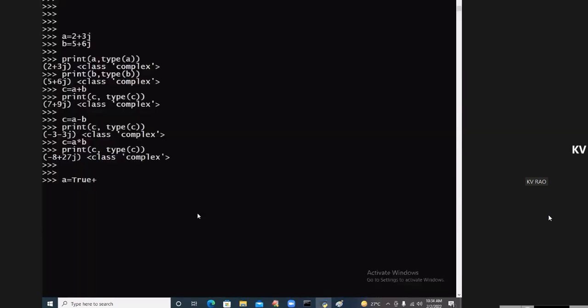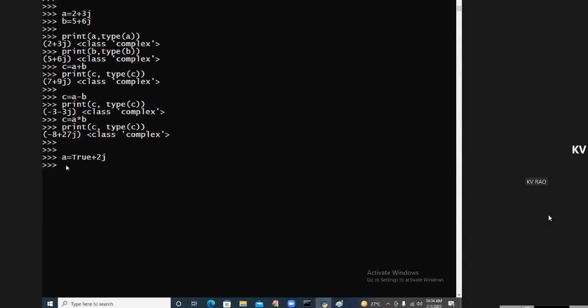Somebody is asking about true plus 4j. Quickly I press this: print a comma type of a. See what is taken: 1 plus 4j. Did you understand this? A student asked me, what is the value of true? True is 1. So done, no problem.